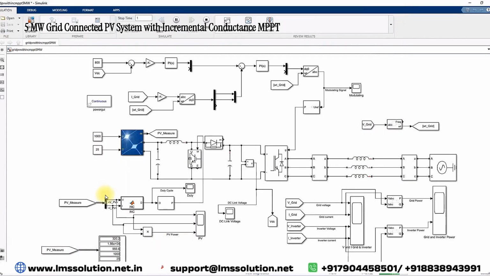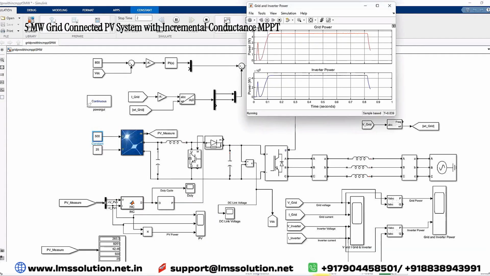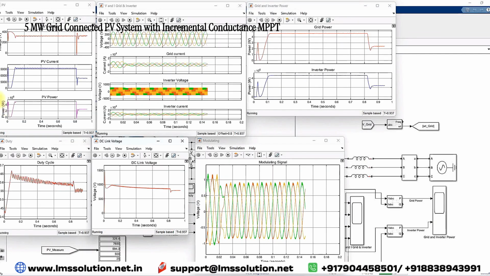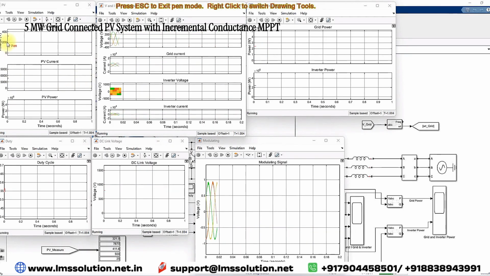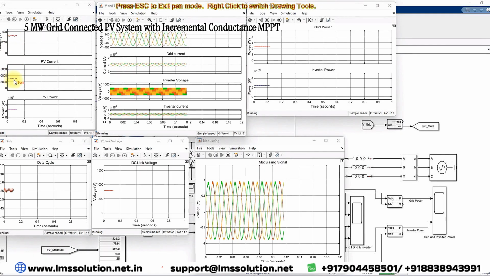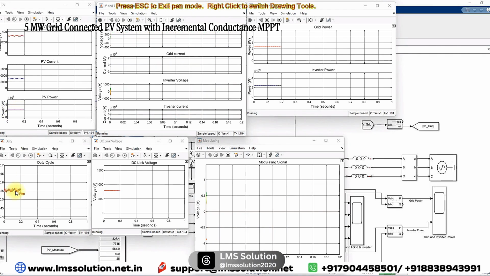Now I am going to change the timing, and also I am going to change the irradiation to 500. Now we are going to check the result of the change in irradiation condition. Now we can see that because of the change in irradiation condition, the current of the PV is reducing, and the voltage is maintained around 300 volt only. Current will be around 7.5 kilo amps, and you can see that the power comes to around 2.5 megawatt. This is the duty cycle.